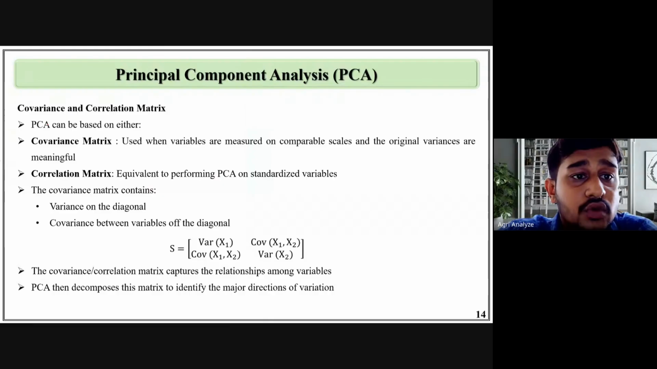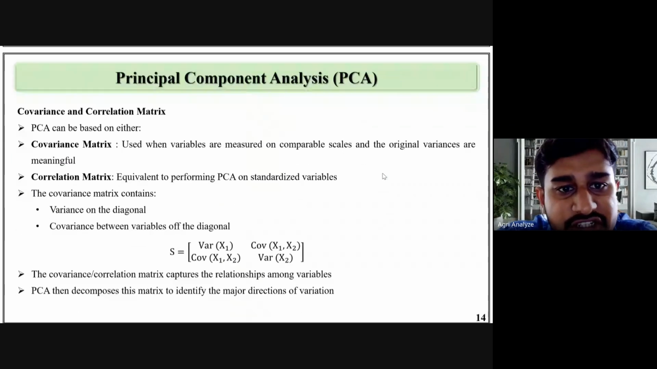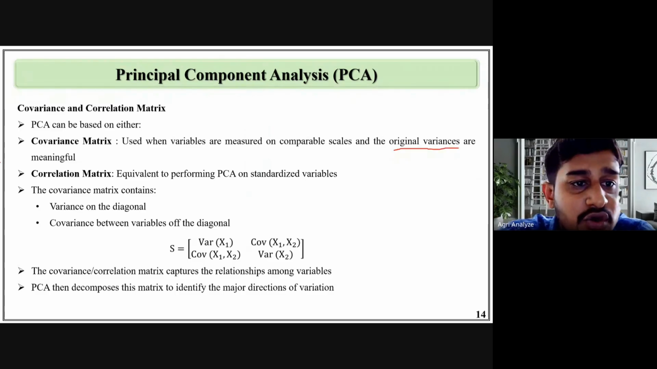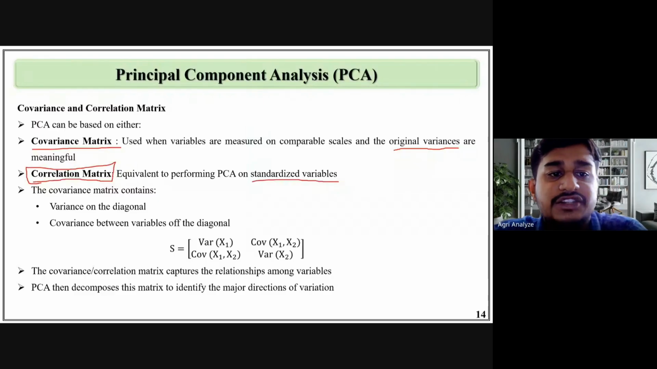Now, the covariance and correlation matrix. I explained in these slides why it is the covariance and correlation matrix. The covariance matrix is used when variables are measured on a comparable scale. It means if we compare or measure our data in the original scale, then it is known as the variance covariance matrix. After standardizing our data, it is known as the correlation matrix.